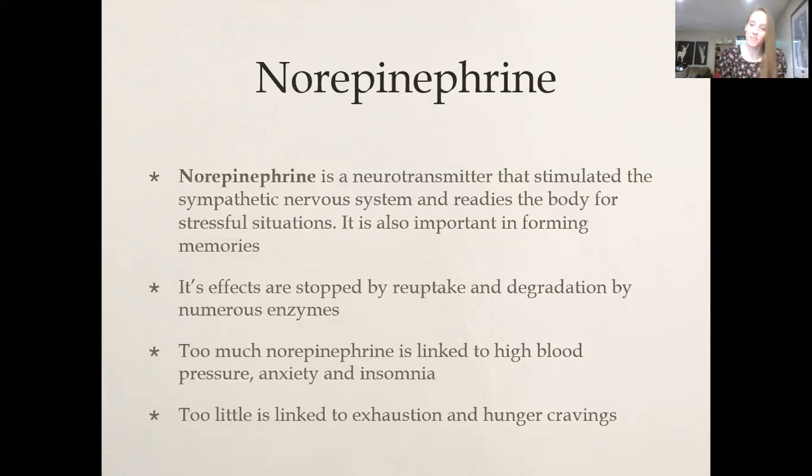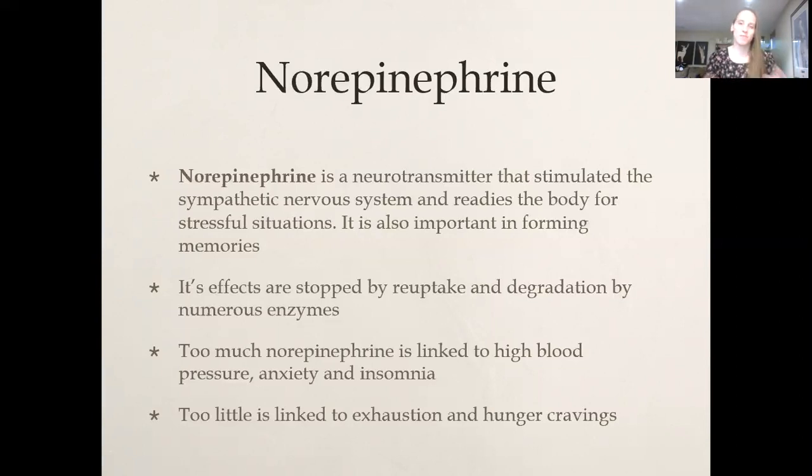If you don't have enough norepinephrine, then you can be very apathetic and tired all the time because you're not feeling stimulated enough by your surroundings to be excited about anything.